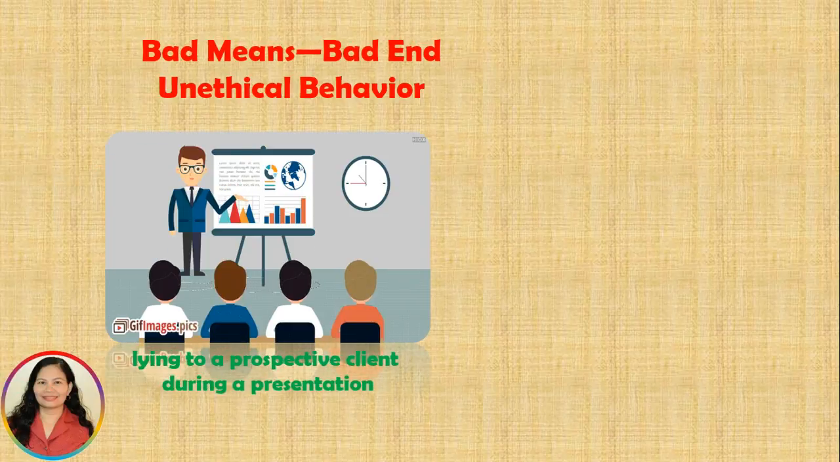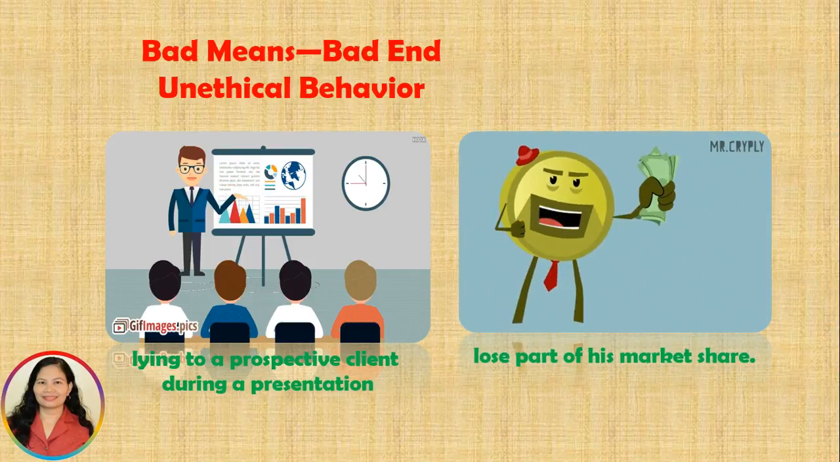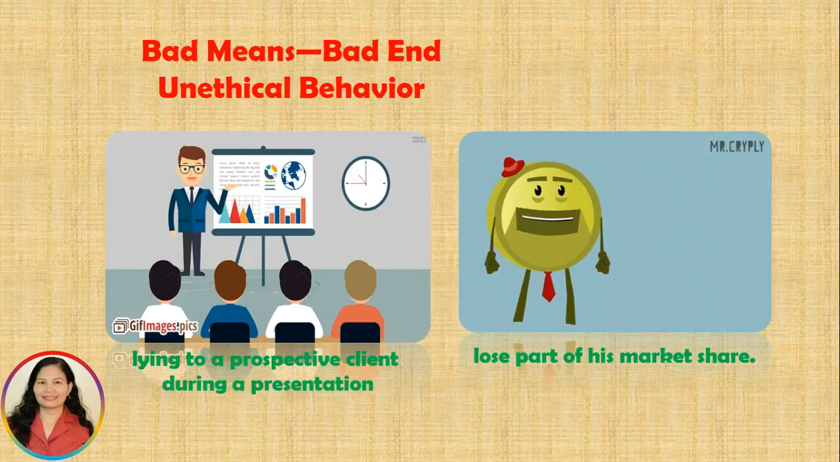Specifically, in order to gain business, the presenter lied to the client, which is the mean. Unfortunately, after the client was duped into signing with the presenter's company, the client lost part of the market share he or she had before getting involved with the presenter's company, which is the end. In this case, the presenter had a bad mean, in which he lied to the client. That led to a bad end, in which the client's market share decreased. When a bad mean leads to a bad end, the behavior is considered unethical.